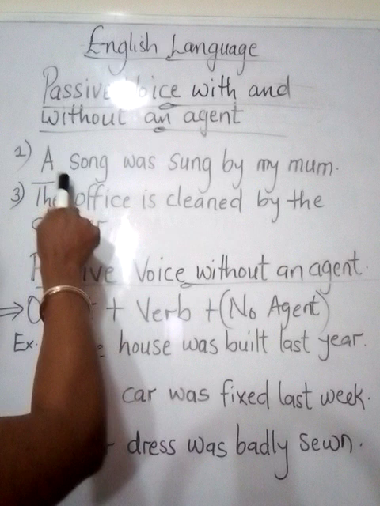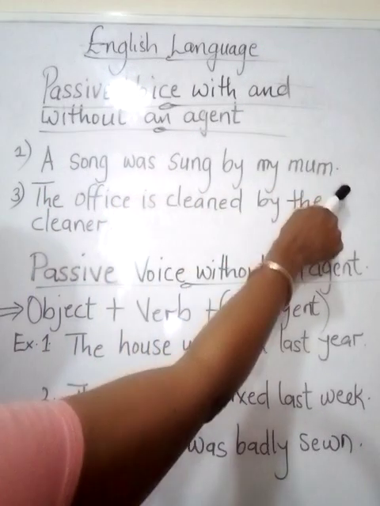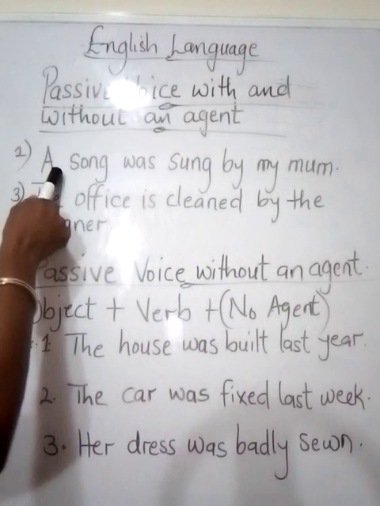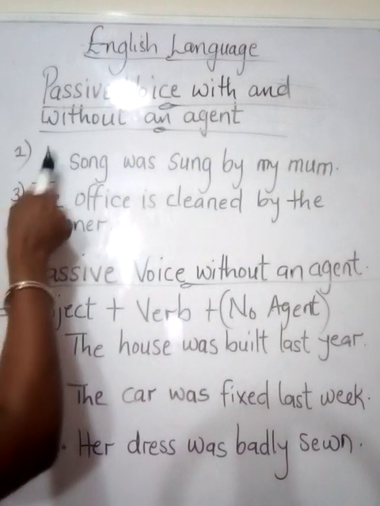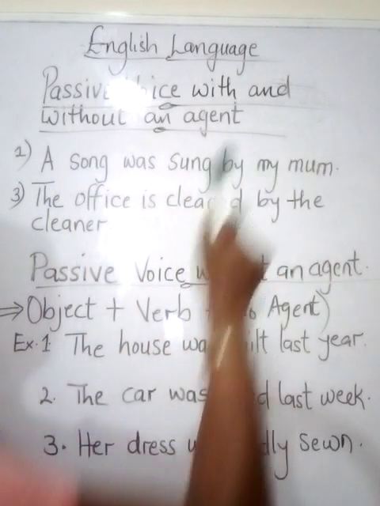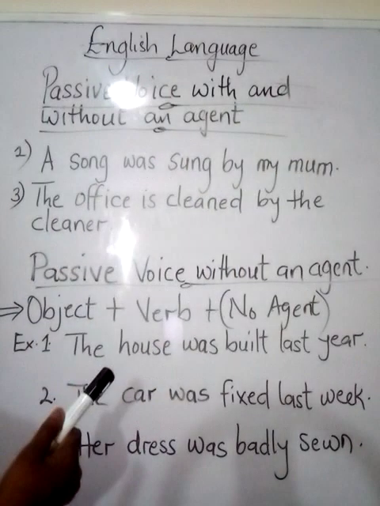So instead of my mom coming first, then the verb sang, then a song, the object has now come to the front to take the position of the subject. It becomes, a song was sung by my mom. Mom has now taken the position of the object. Okay, the emphasis is no longer on my mom.